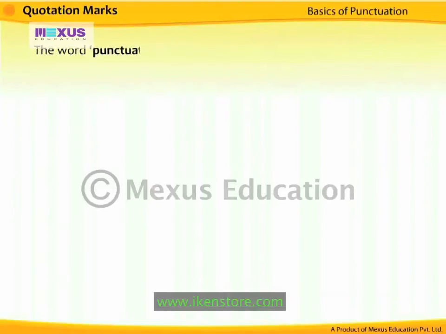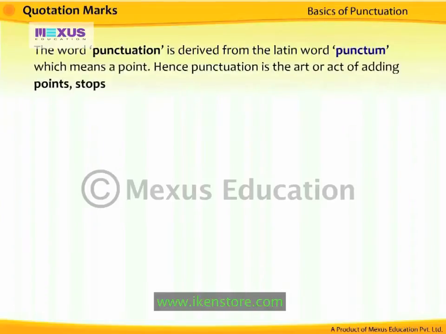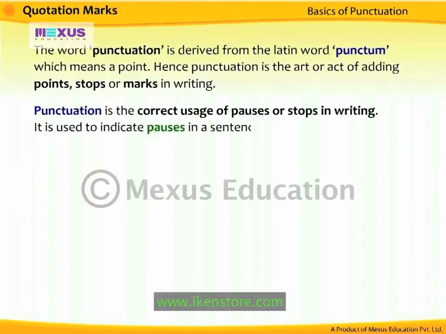The word punctuation is derived from the Latin word punctum, which means a point. Hence, punctuation is the art or act of adding points, stops or marks in writing. Punctuation is the correct usage of pauses or stops in writing. It is used to indicate pauses in a sentence as well as to clarify the meaning of a sentence.